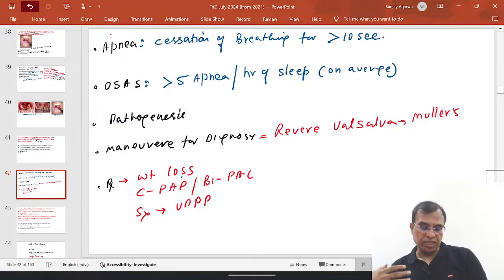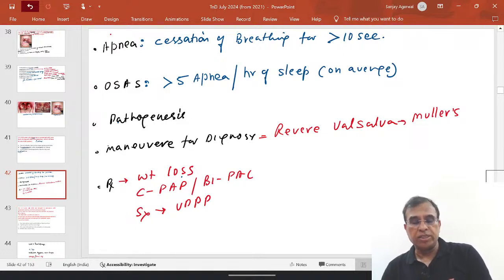So these are the additional points about obstructive sleep apnea syndrome, right? I hope this tells you the important points about this disease, and there have been questions from here in the last 10 years, 2 times, so it's an important topic, you understand that.